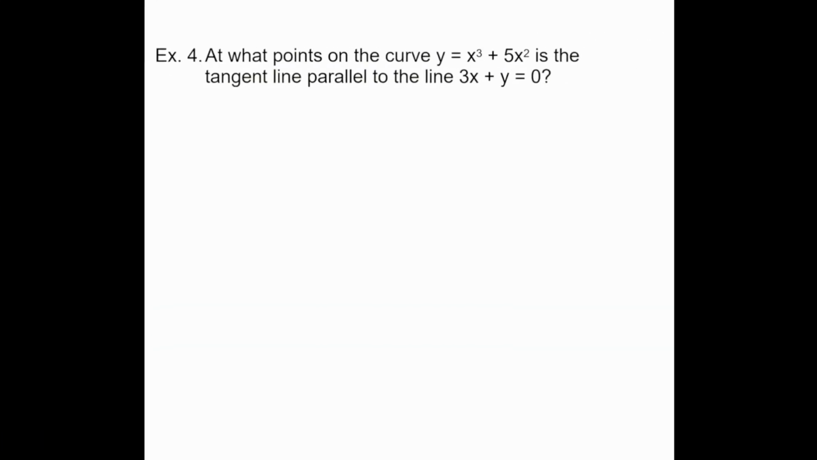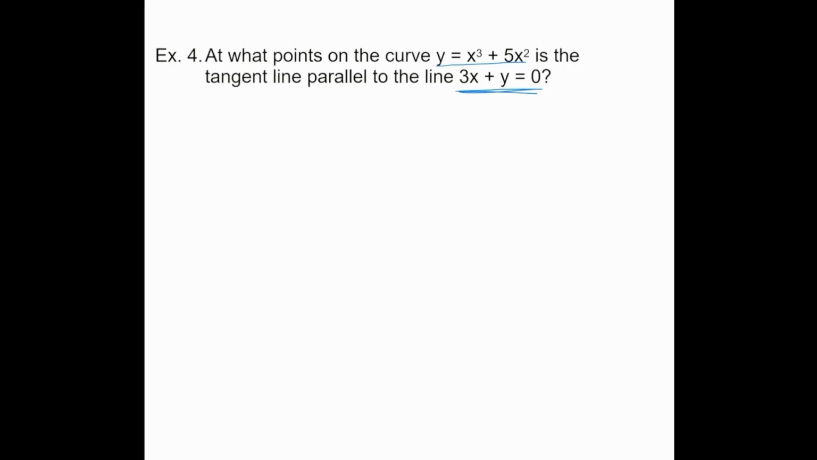Okay, so let's look at this example. At what points on the curve represented by y equals x cubed plus 5x squared is the tangent line parallel to the line 3x plus y equals 0? So let's decipher what this is really asking us. This is really asking us, when will this tangent, this equation right here, have the same slope as this random line 3x plus y equals 0?